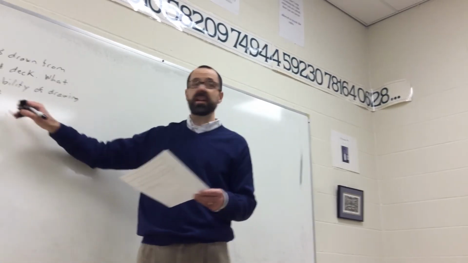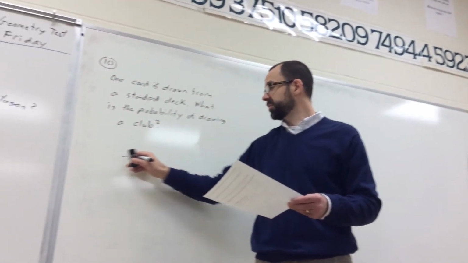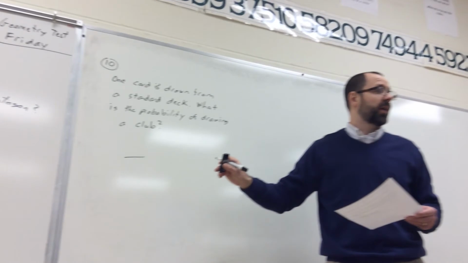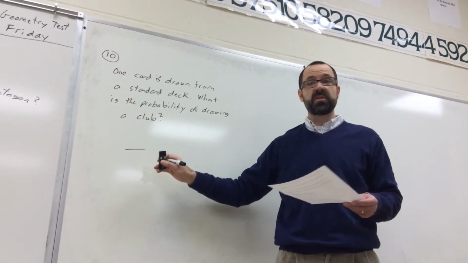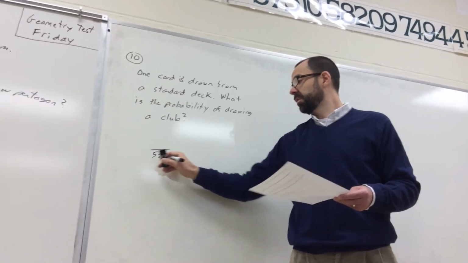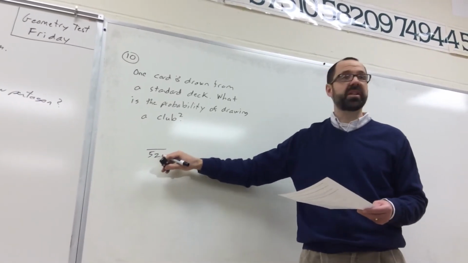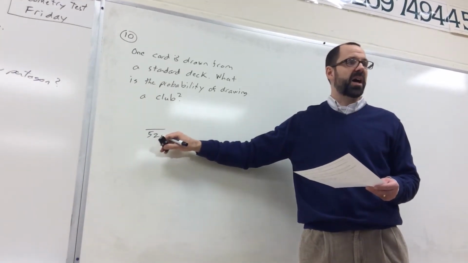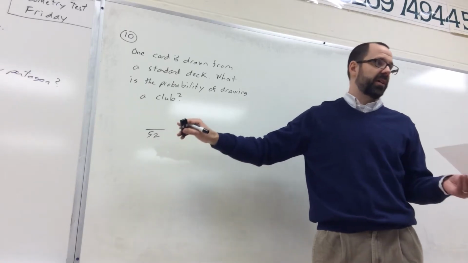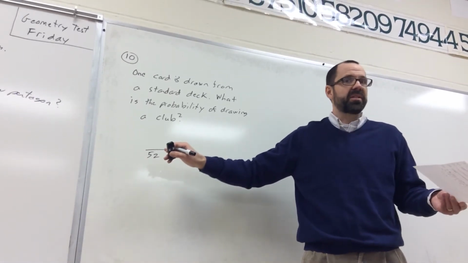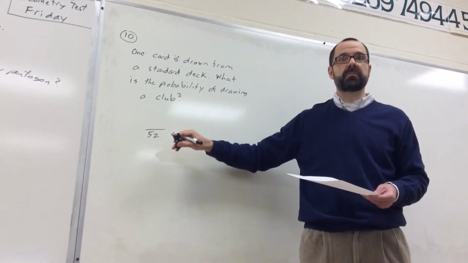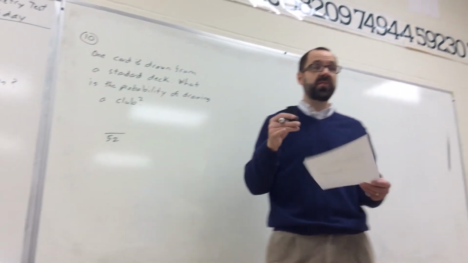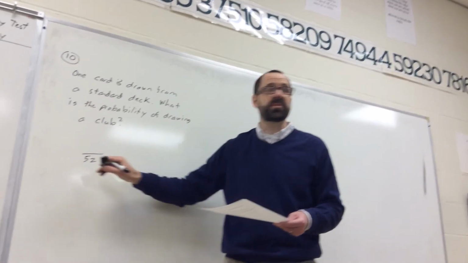Okay, so the chances of getting a club, when you do probability, it's always a fraction, and you put the total possibilities on the bottom. Since there are 52 total cards, that's the total things that could happen. That goes on the bottom of a fraction. Like with a coin, there's 2 things that could happen, heads or tails, so a 2 goes on the bottom. But with cards, there's 52 different cards, so that's the total possibilities.